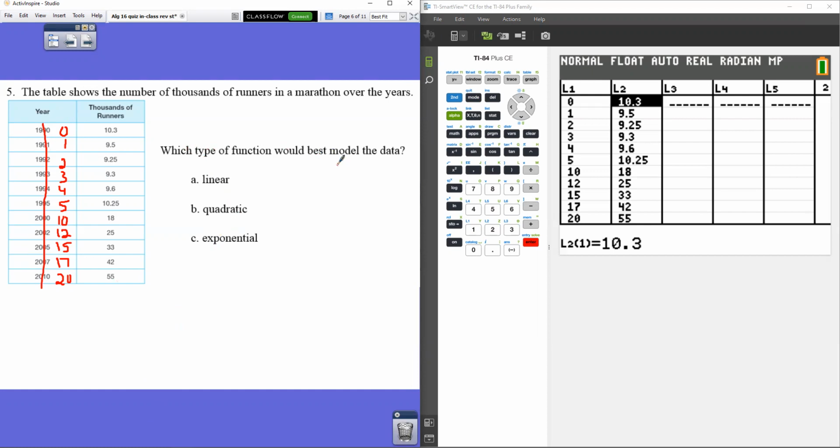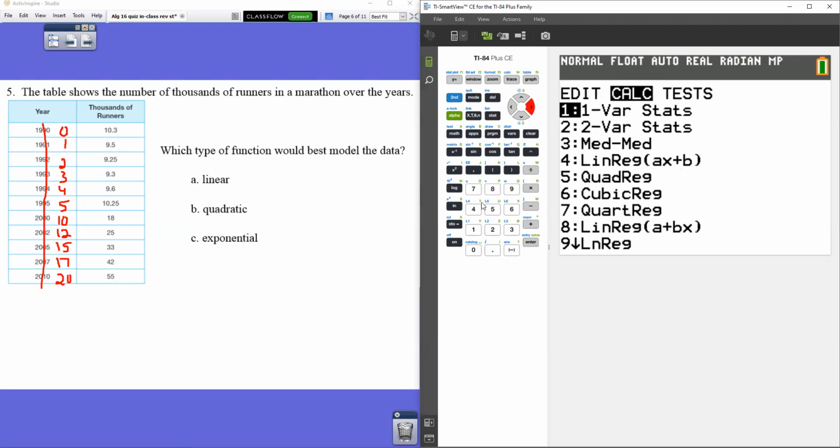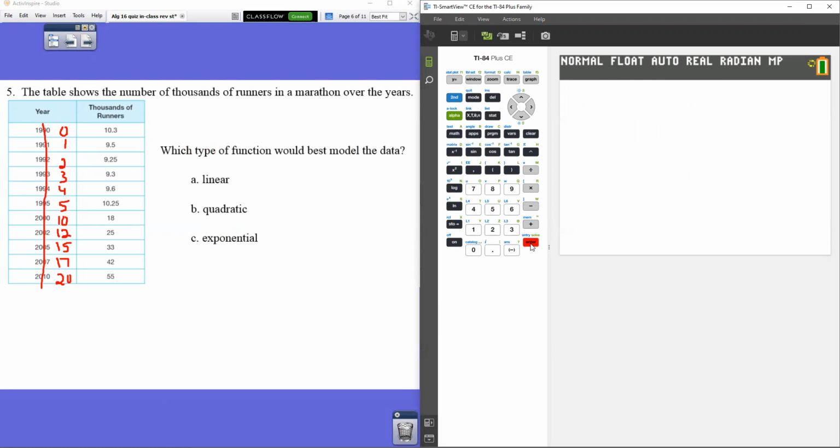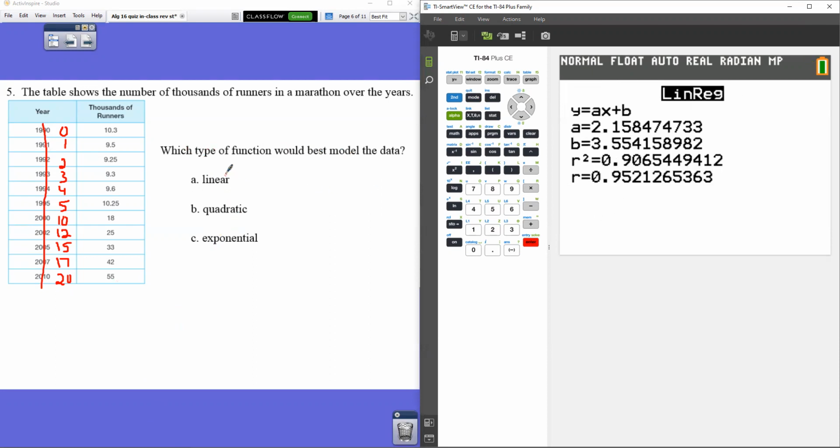What type of function would best model the data? Again, we have to go through and find our R values to see which one fits the best. So stat calc, we're going to try the linear first, number 4. For linear, the R value is 0.9521, and our R squared value is 0.9065.